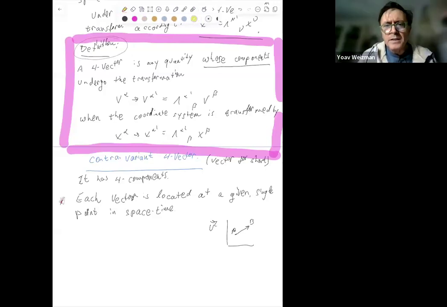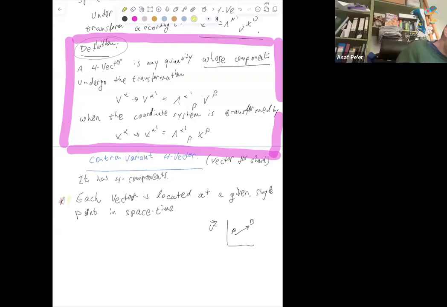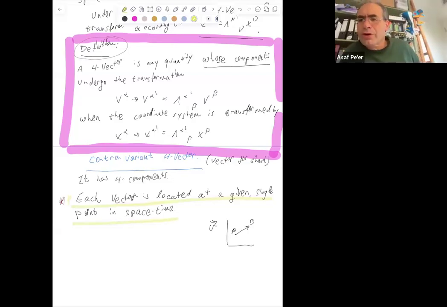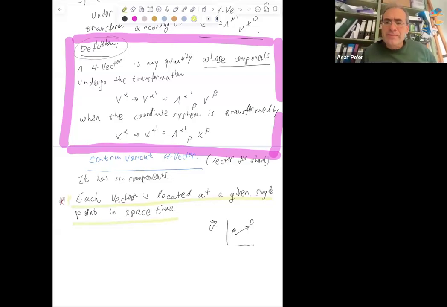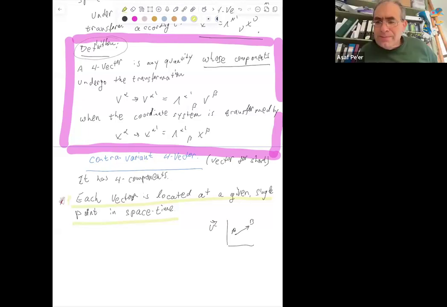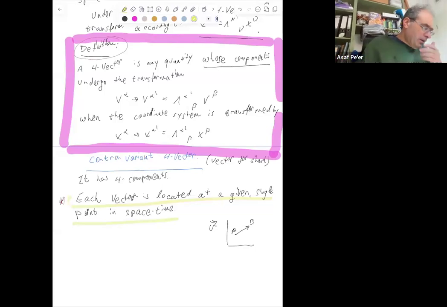Can you explain why it is contravariant? I mean, like contra, against the variant. Can you explain why it is called a contravariant vector? You will get that before we're going home today. You will understand why it's called contravariant. Okay. Yeah, it's confusing.